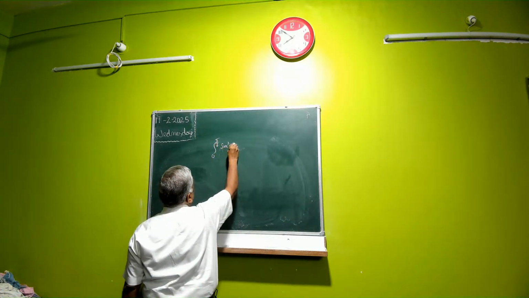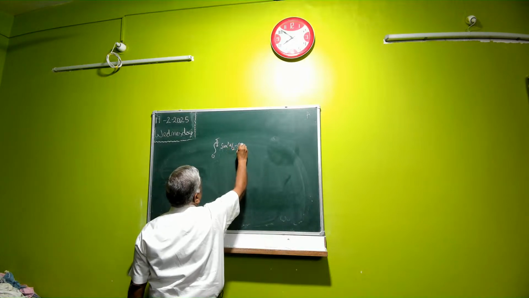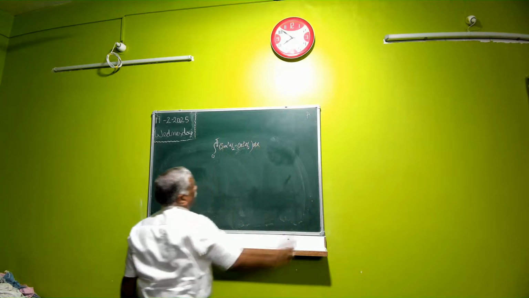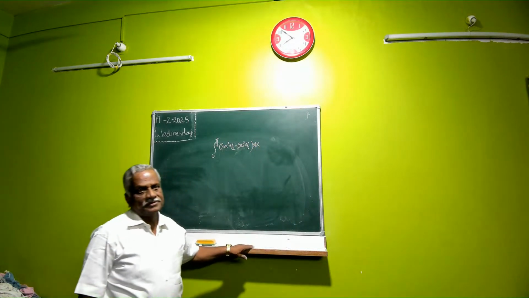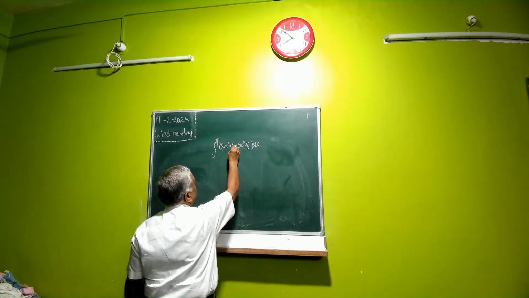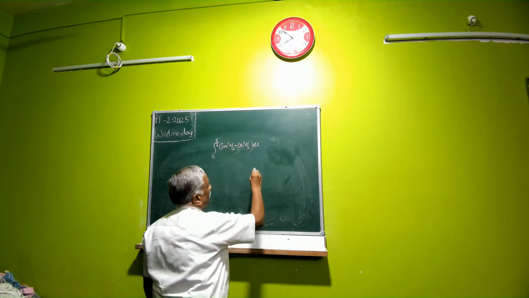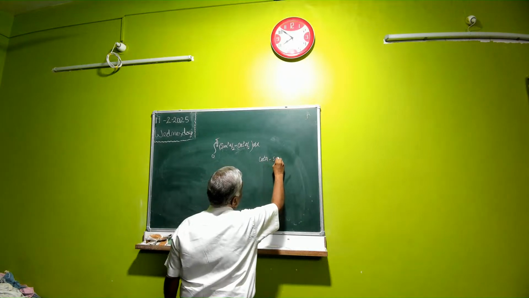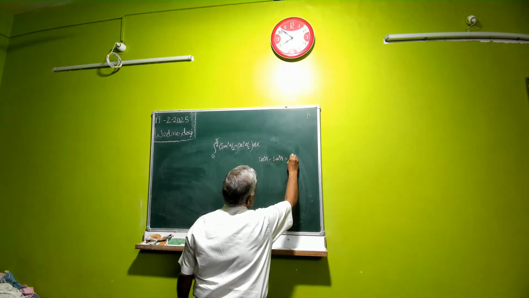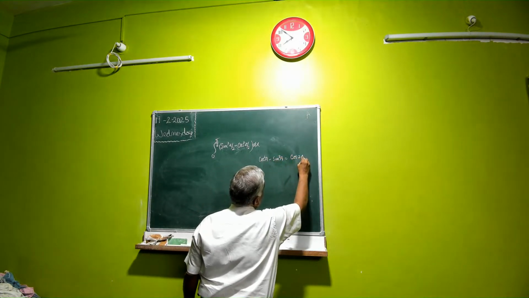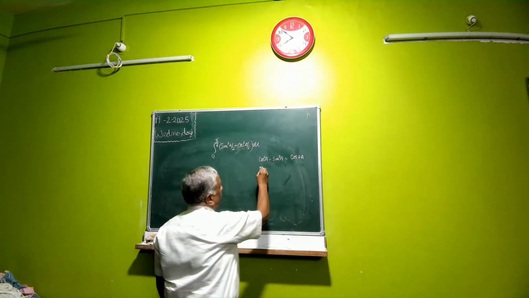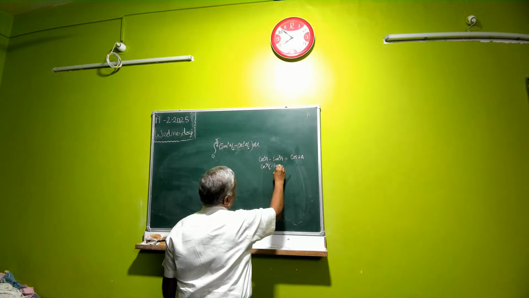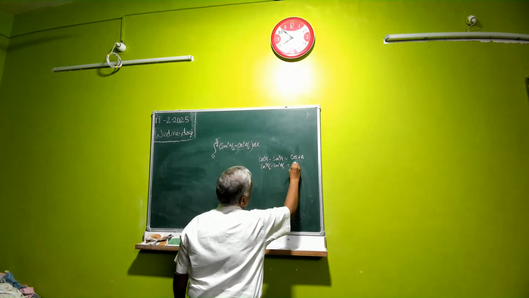sin square x by 2 minus cos square x by 2. These are all very tricky problems. You should be familiar with this. So you need to recall the formula cos square a minus sin square a is cos 2a. So if you take the half angle formula for this, cos square a by 2 minus sin square a by 2 is cos a.